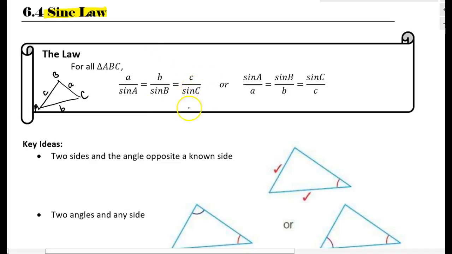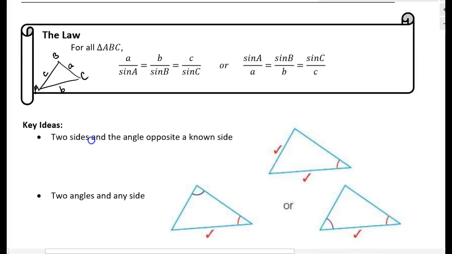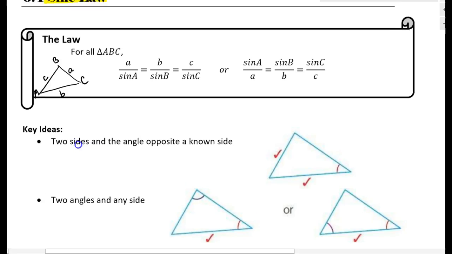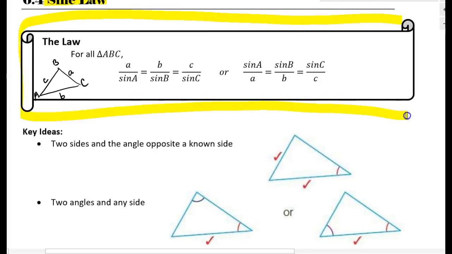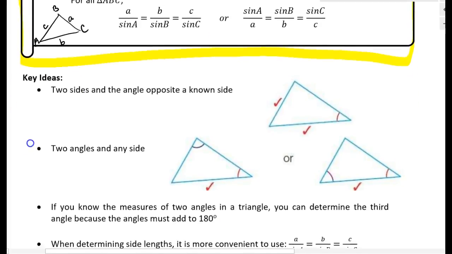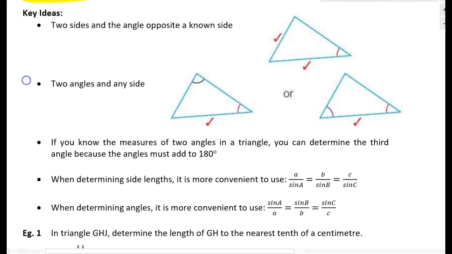So that's option 1. Option 2 is we just flip it all over. As long as we flip every ratio, it's still going to be true. So both of those are totally fair game. So these are our laws and some key ideas that we need to know.